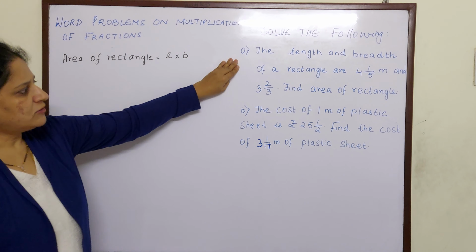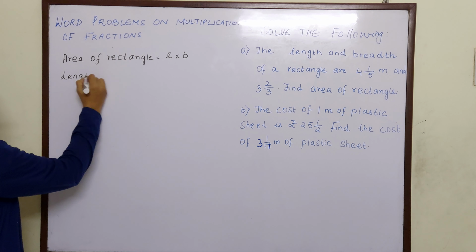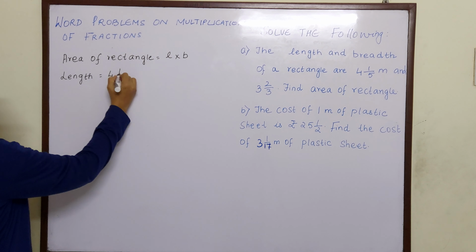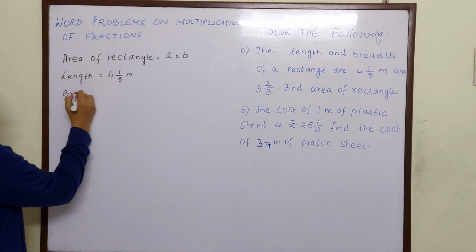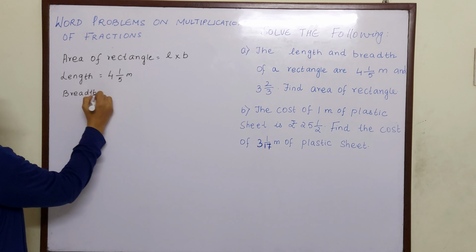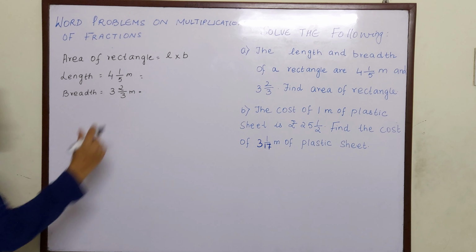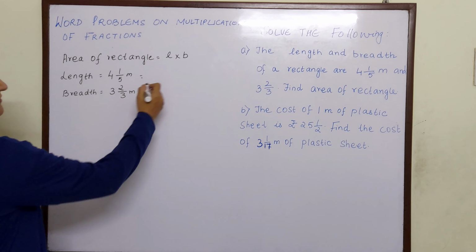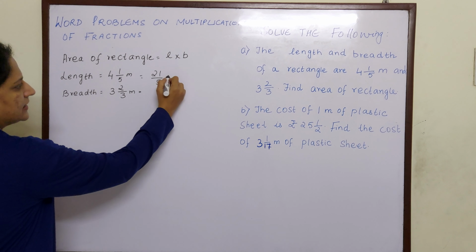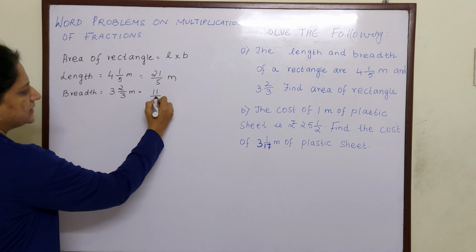The length and breadth of a rectangle are 4 1 by 5 meter and 3 2 by 3 meter. Okay children, so we will write down length and breadth of the rectangle. And now this is in mixed fraction. So now let us convert this. So 5 4s are 20, 20 plus 1, 21 by 5 meter, which is the length, and 3 3s are 9, 9 plus 2, 11 by 3 meter.